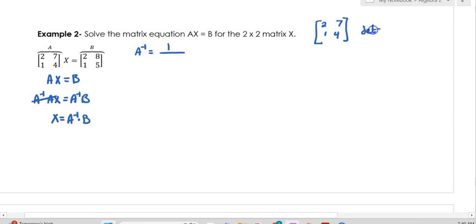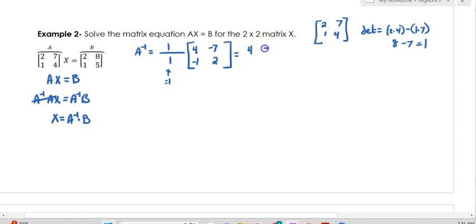All right, so the determinant is 2 times 4 minus 1 times 7. So 8 minus 7, the determinant is 1. So that means we're taking 1 over 1 times, and this is where you rearrange the matrix when you're finding the inverse. So the 2 and the 4 switch locations, the 7 becomes negative, and the 1 becomes negative. All right, so since we're just multiplying through, 1 over 1 is just 1. So really, the 4, negative 7, negative 1, 2 is my inverse of A.